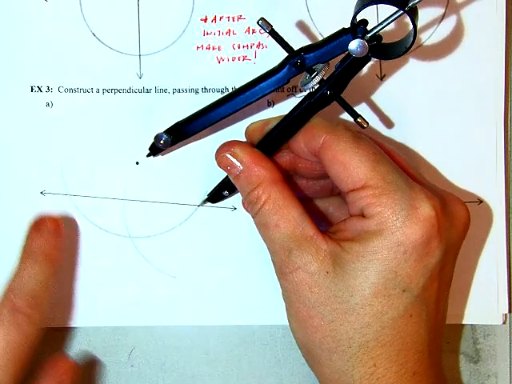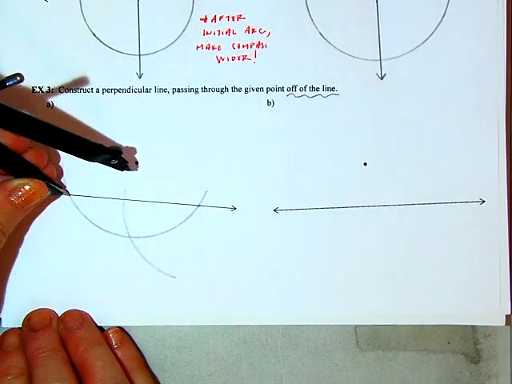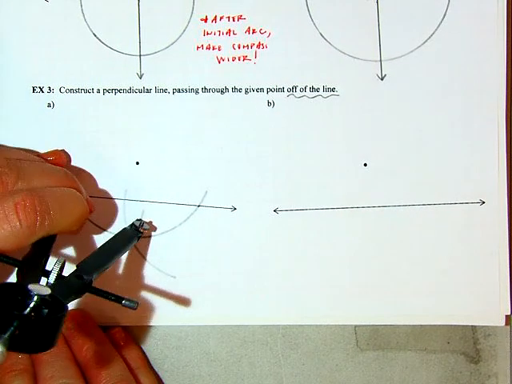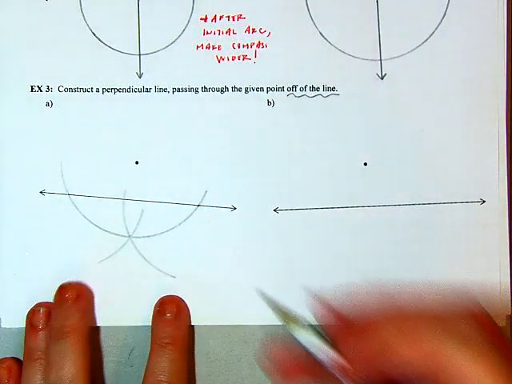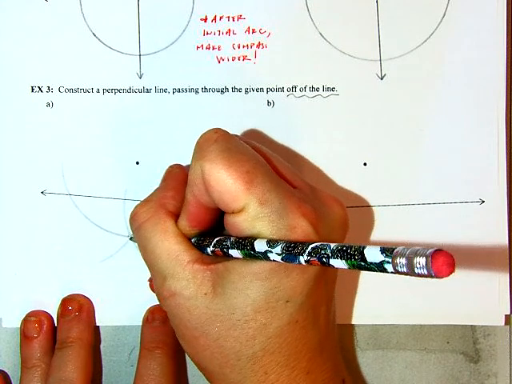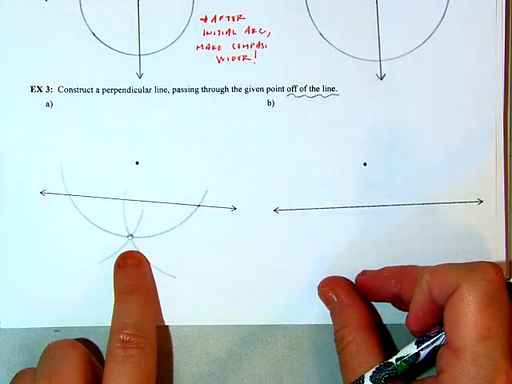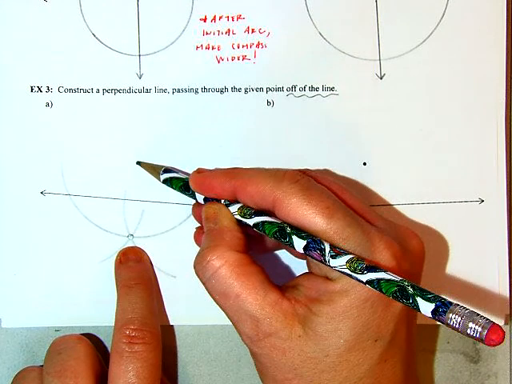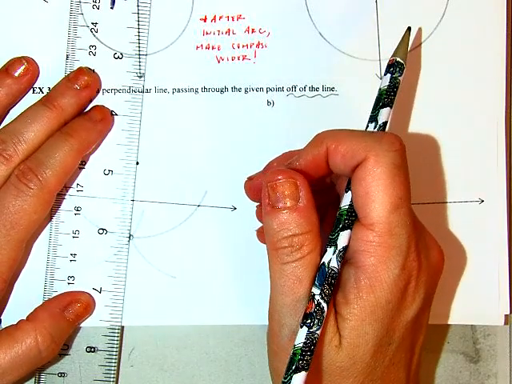So I'm going to go below and make an arc right here. And then I need to go over to this point of intersection and do the same thing. So I'm interested in this point right here where they cross. Okay, and then I'm looking at that point and that point here, and I want to slice through and make my perpendicular pathway.